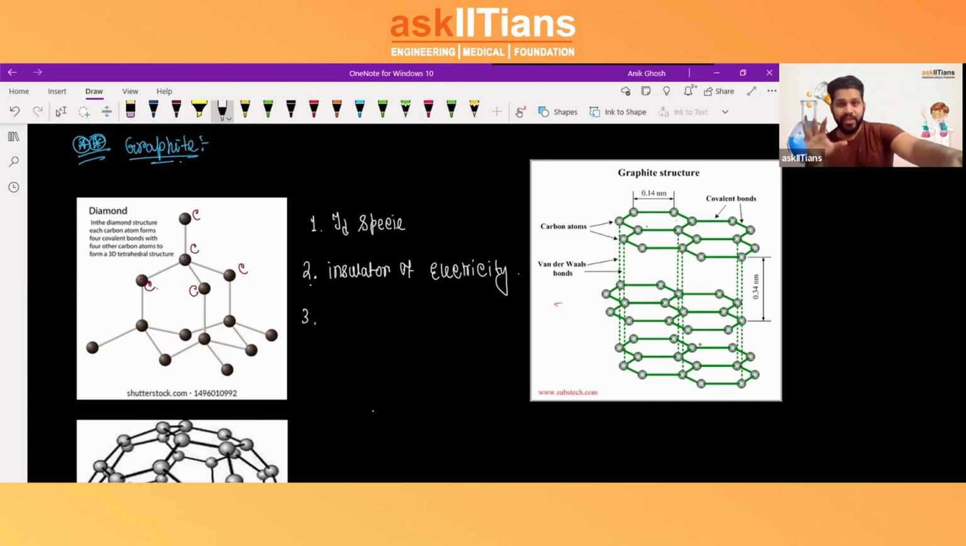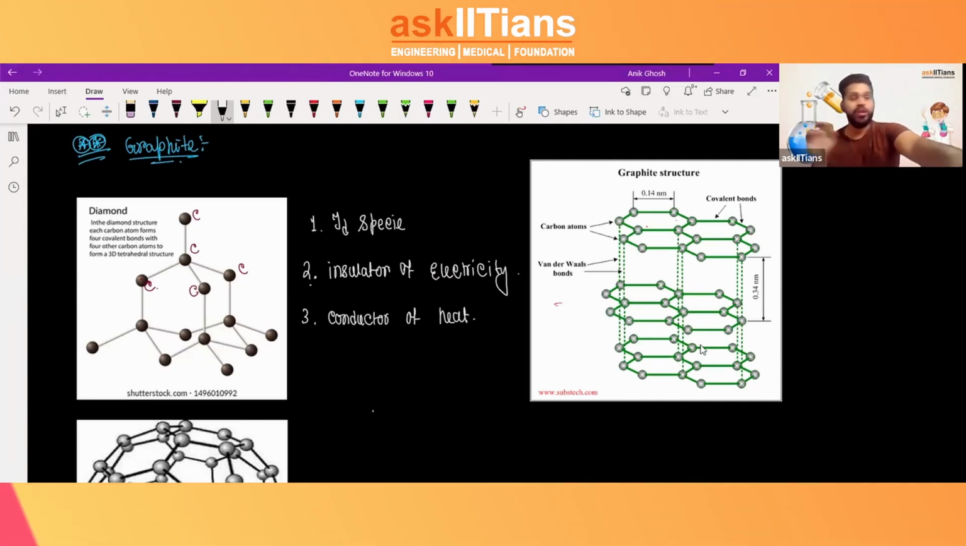So that's why we say graphite is an insulator, and the sigma bonded electrons do not move that much, right? So they're insulators of electricity. They cannot conduct electricity, but they are conductors, and these are conductors of heat.